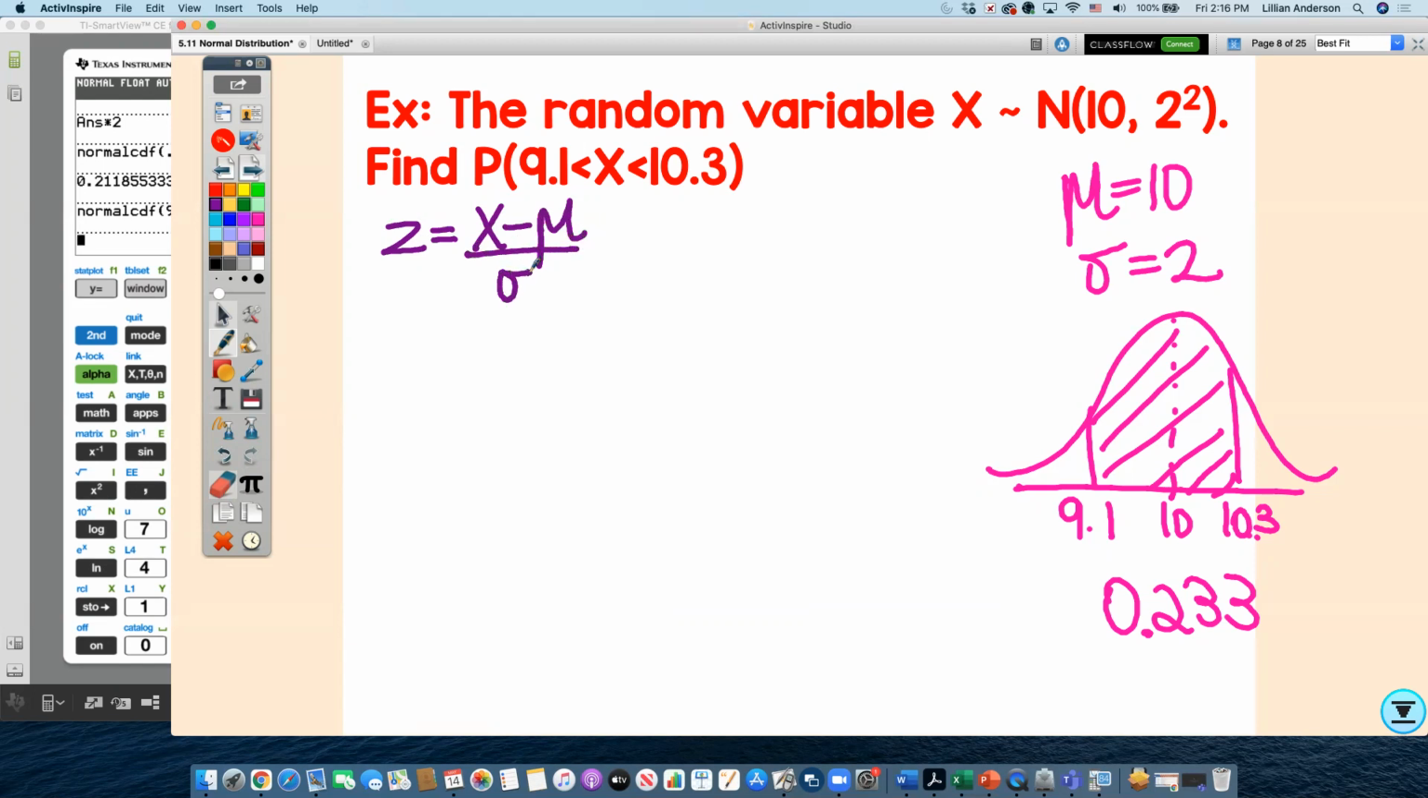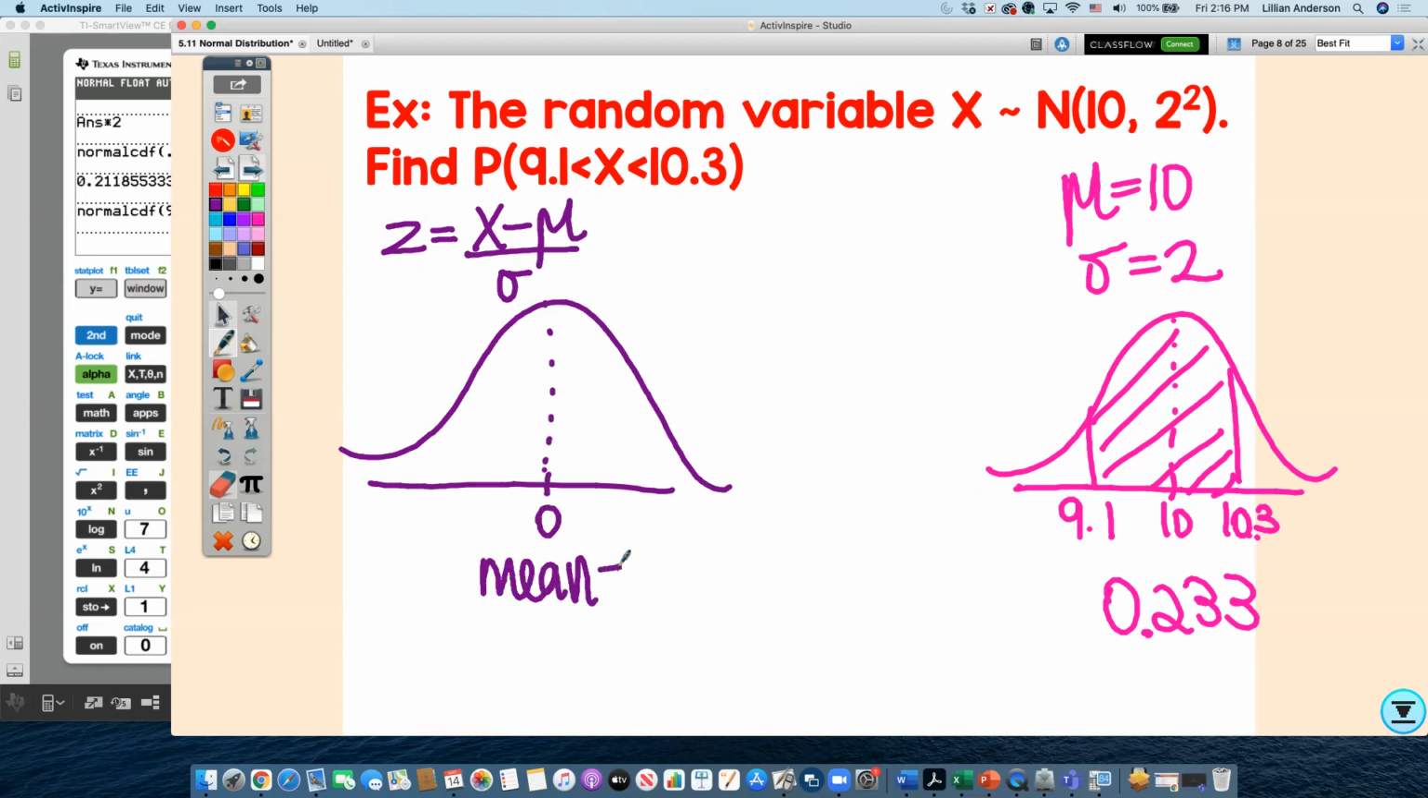If you're ever missing a piece of information, this formula is very helpful. But let me show you what I can do with this formula. I can turn 9.1 and 10.3 into values that are on your standard normal distribution curve, where your mean is 0 and your standard deviation is equal to 1. How do I do that? Well, I take this value and I plug it in for X. I subtract the mean and divide by 2.